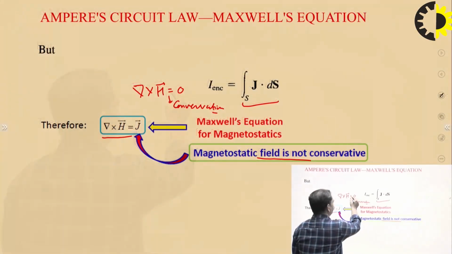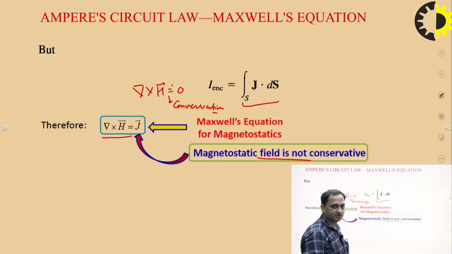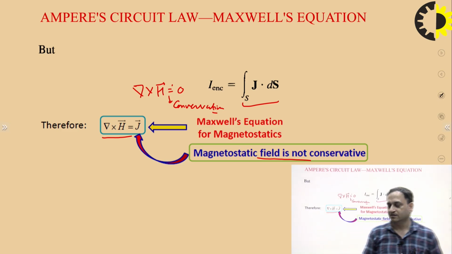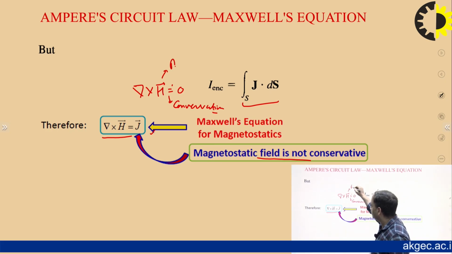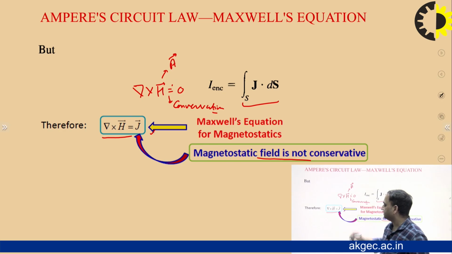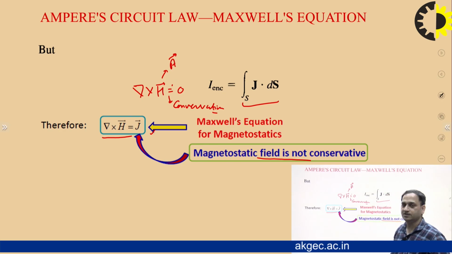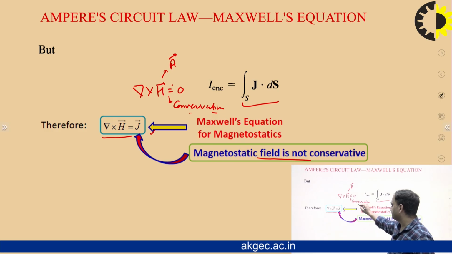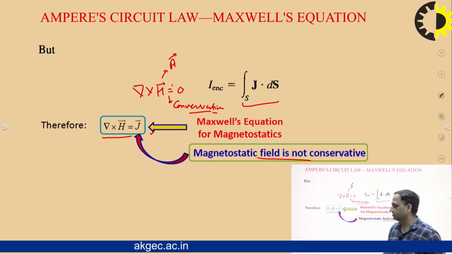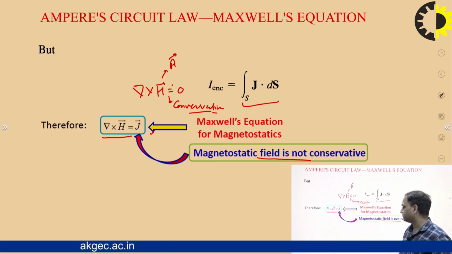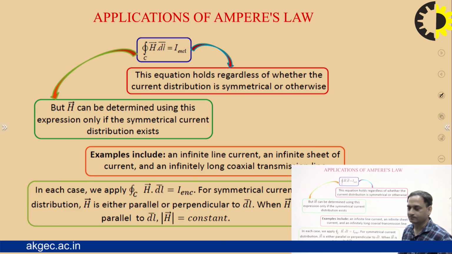But if it is not 0, then it is the non-conservative nature of the vector field. Here del cross H is always equal to J. If in place of H we take any vector A and del cross A is equal to 0, then it is conservative in nature. Here del cross H is J, so this is Maxwell's equation for magnetostatics. This is a description of the line integral of H dot dl.